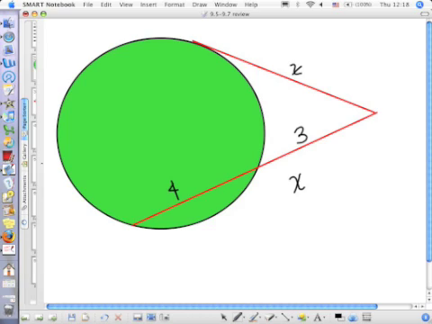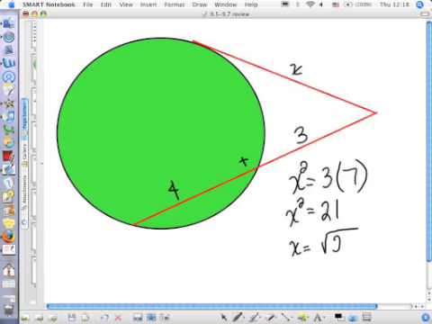So this was x squared is equal to 3 times 4 plus 3, which equals 3 times 7. X squared was equal to 21. When you take the square root of both sides, 21 does not reduce. I will accept this as an answer, or the decimal form, which is 4 point something.